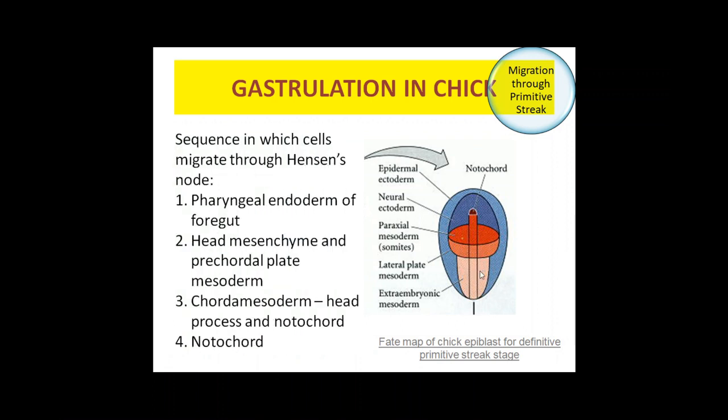The sequence in which cells migrate through the Hensen's node is as follows. The cells to enter first are the pharyngeal endoderm of the foregut. The next cells to enter form the head mesenchyme and precordal plate mesoderm. After this, the third to enter through the Hensen's node are the chordamesoderm cells, which form the head process and notochord, and then the cells which form the notochord enter through the Hensen's node.